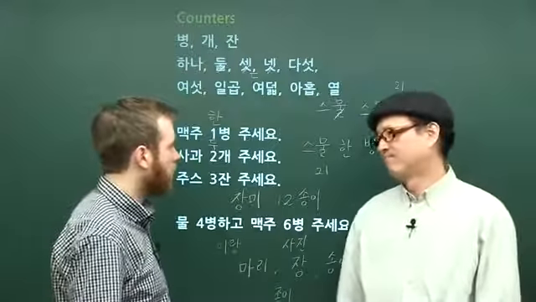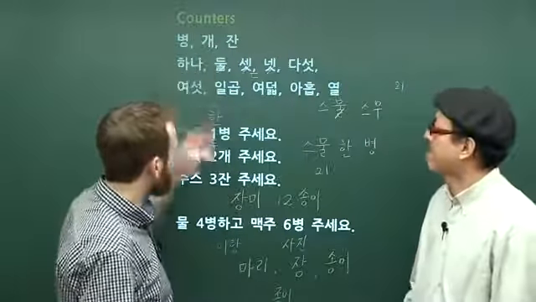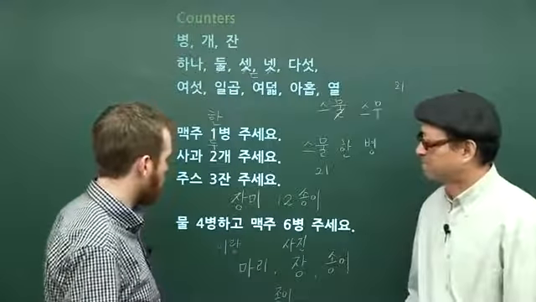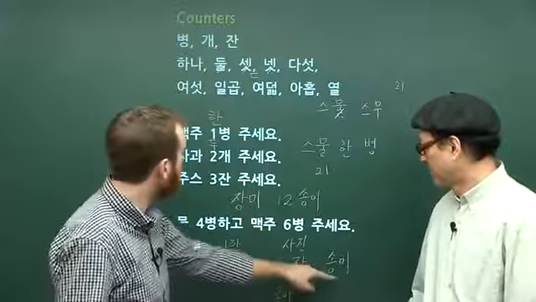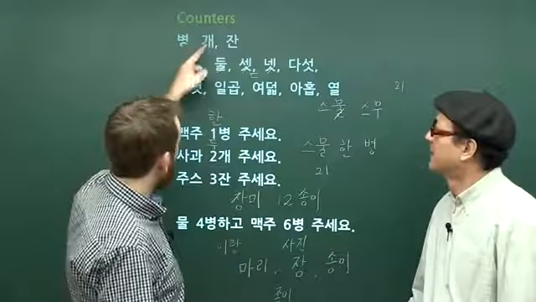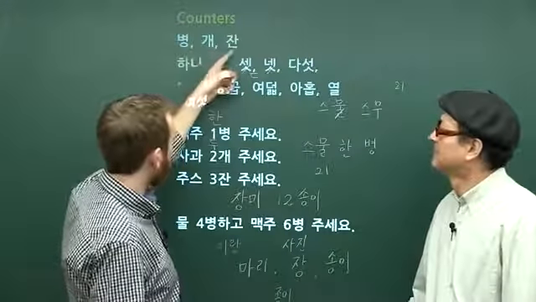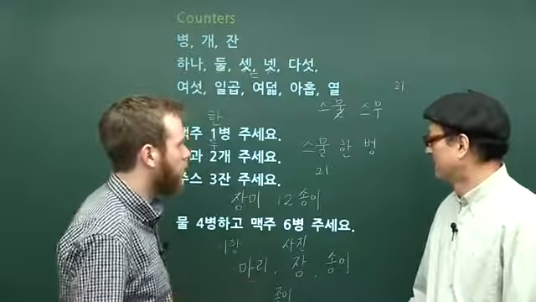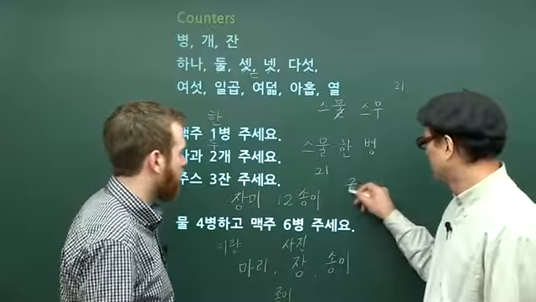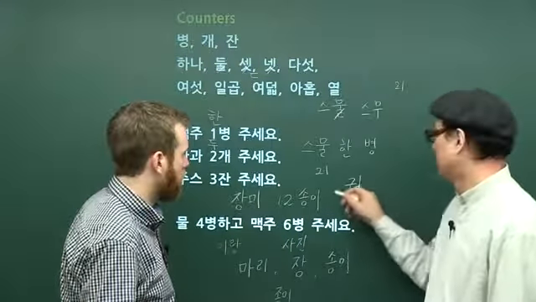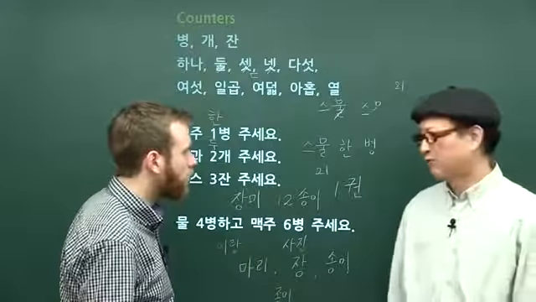12송이 주세요. Okay. Robert, what are some other important counters for us? We've got 마리, 장, 송이, bottle, thing or inanimate object, and glass. How about book? 북은 이렇게 권. 책 한 권. Okay.